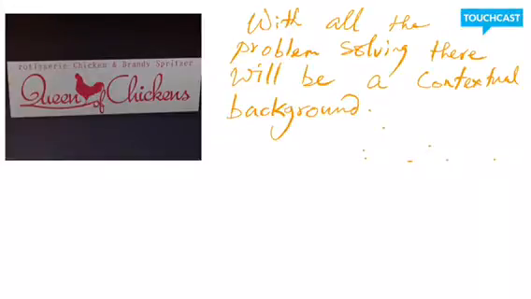And there is a reason to have this contextual background because our achievement standard requires certain kind of context to make it more connected to the real world. Here we are talking about setting up a restaurant. We are about to start a restaurant called Chicken Queen.